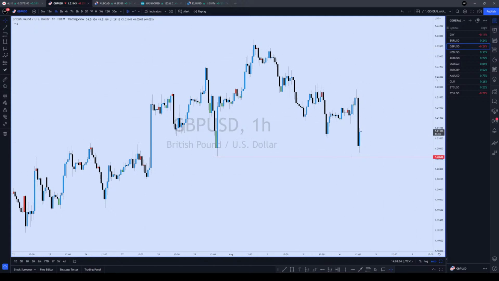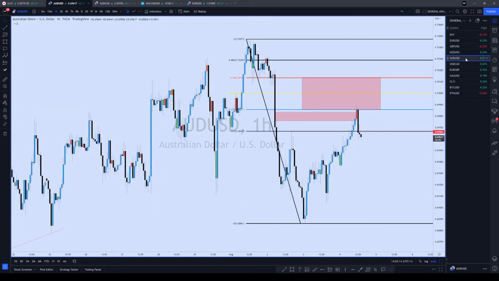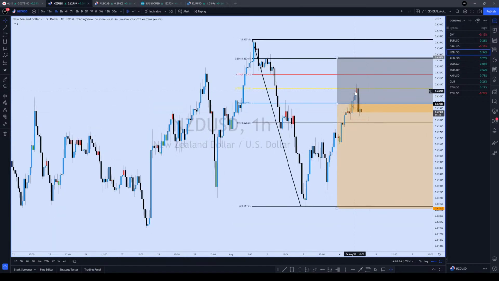Now, my attention, as I mentioned, is on these two here, the New Zealand dollar and the Aussie dollar. Those are the ones that didn't have news on, so I played with those, right? So I shorted at optimal trade entry on both of them, right? So I'm looking for a continuation to the downside on these and continuation to the upside on the dollar index.